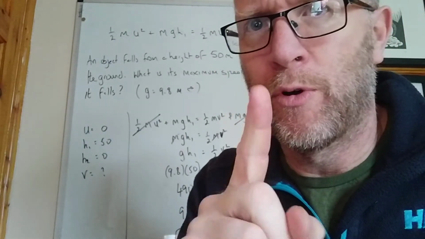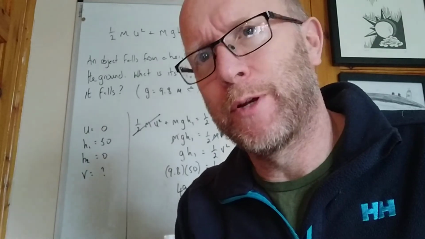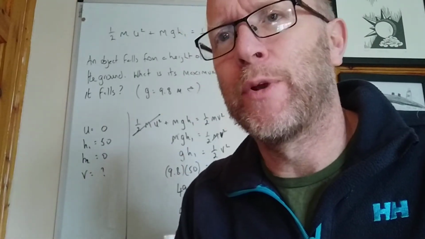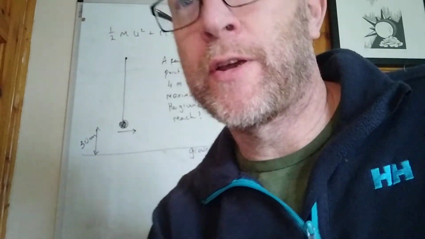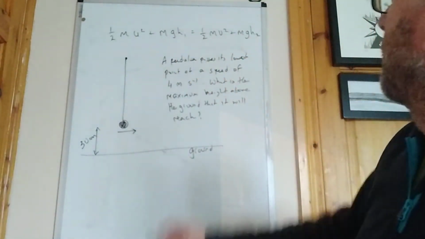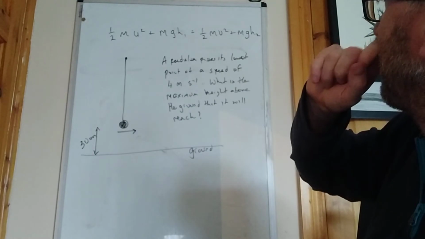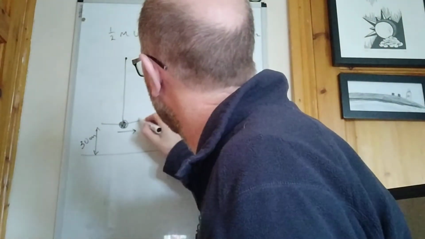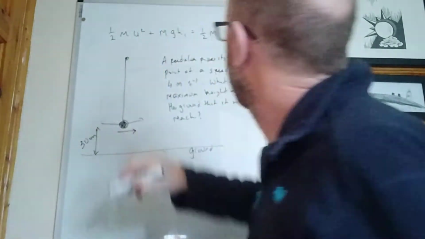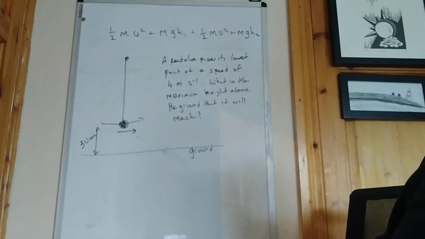Okay, we're going to do one more now, which will be a little bit more involved, and we'll see where we go after that. So here's the second one. A pendulum passes its lowest point at a speed of 4 meters per second. So the pendulum is moving this way, it's swinging. What is the maximum height above the ground that it will reach?